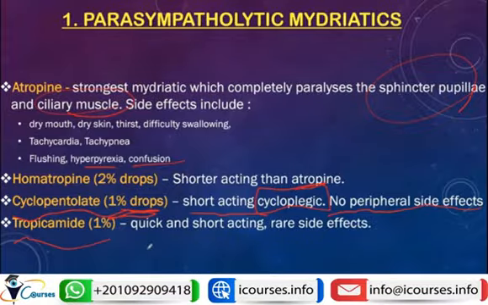Tropicamide, or the mydriatic eye drops, is quick and short acting with rare side effects, and usually it is used as a mydriatic or dilating eye drop rather than a cycloplegic. If we want to give a cycloplegic for the patient, then cyclopentolate will be of choice for younger adults and older adults, and atropine is reserved usually for the children.